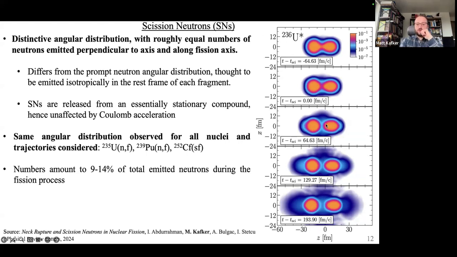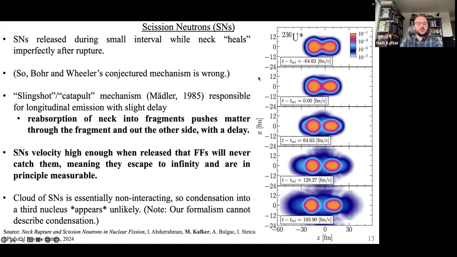And these neutrons have a clearly different distribution. It's not isotropic at all. It has these distinct sort of prongs to it, or that's not a great term, but it has these distinct subclouds to it. And they're released essentially from a stationary compound as opposed to these fully accelerated fragments. And this angular distribution is observed for all the nuclei and trajectories we considered thus far. So we looked at U-236, plutonium-240, and californium-252, and all of them had the same general shape to the neutron cloud. Numbers amount to 9 to 14% of total emitted neutrons during the fission process. And I'll substantiate that last claim more in a few slides.